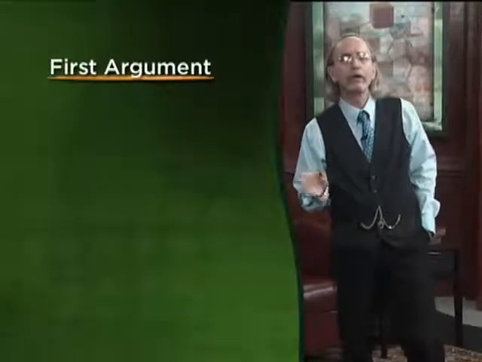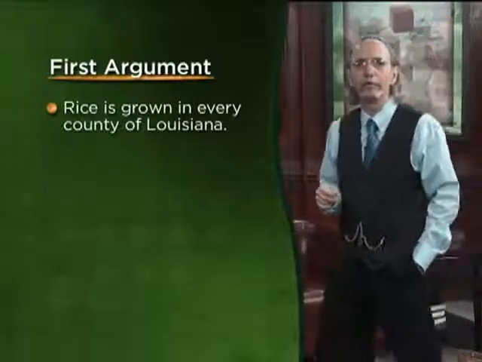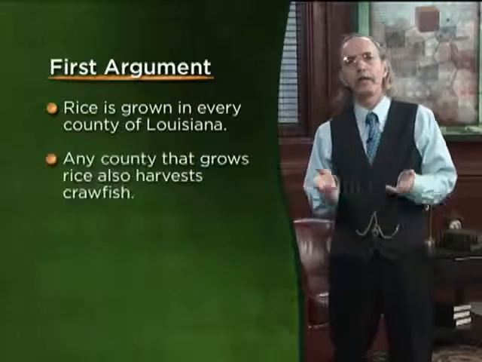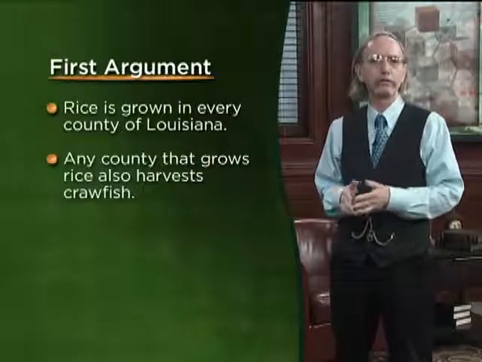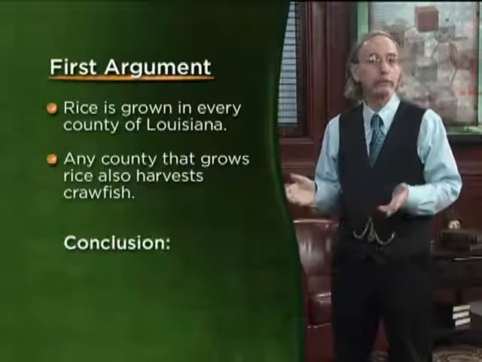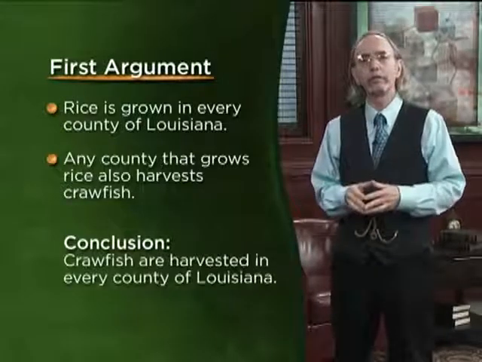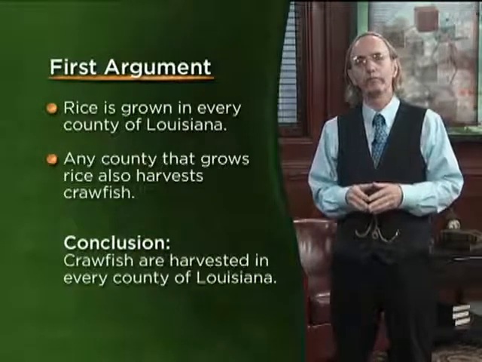Let me give you 3 short arguments, each with 2 premises and a conclusion. You tell me which ones are valid. First argument. Rice is grown in every county of Louisiana. Any county that grows rice also harvests crawfish. Conclusion. Crawfish are harvested in every county of Louisiana. Valid or invalid?